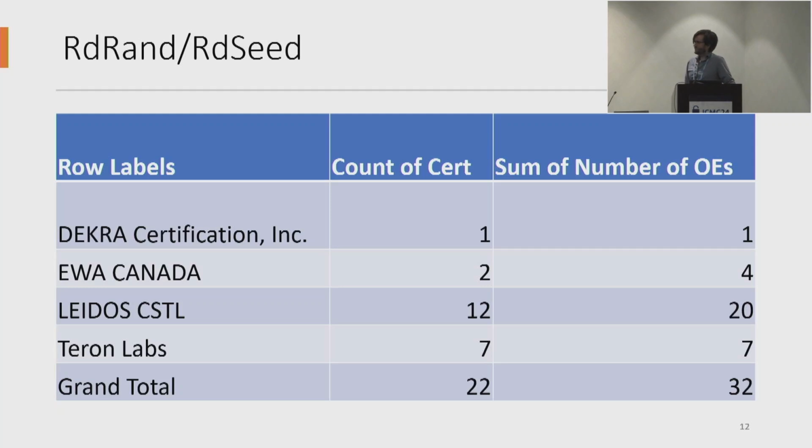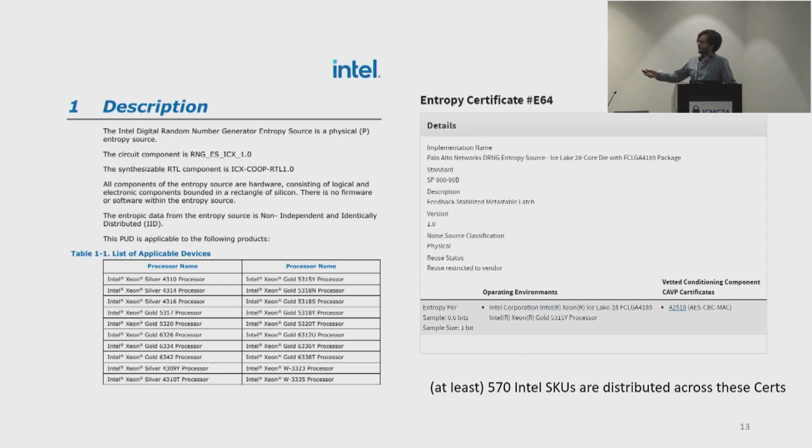Because when we think of an OE, we usually think of a very specific platform, but RDRAND is a custom silicon part. It's not like ring oscillators where the layout changes every time you get a new die. So this is just E64. And in this one, if you look at the number of operating environments, there's 1 listed. But you go to the PUD, and there's 20 different SKUs there.